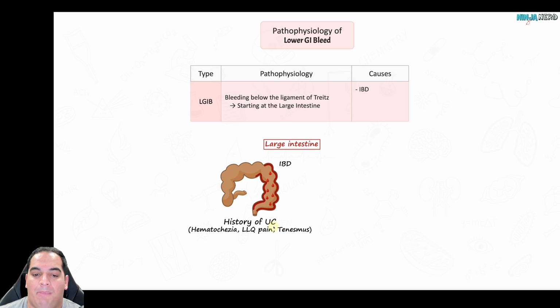You really want to think about a patient who has an underlying history of hematochezia, so bright red blood per rectum. They have a baseline left lower quadrant pain during a flare-up, and they have tenesmus, which is the sensation that they have to go to the bathroom. They feel like the only way that they can relieve their pain is by going to the bathroom. And so there's this sense of urgency and the need to defecate to relieve some of that pain.